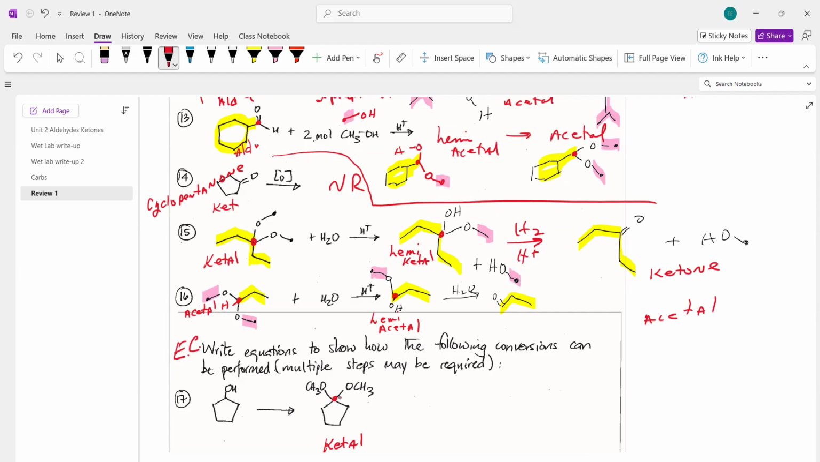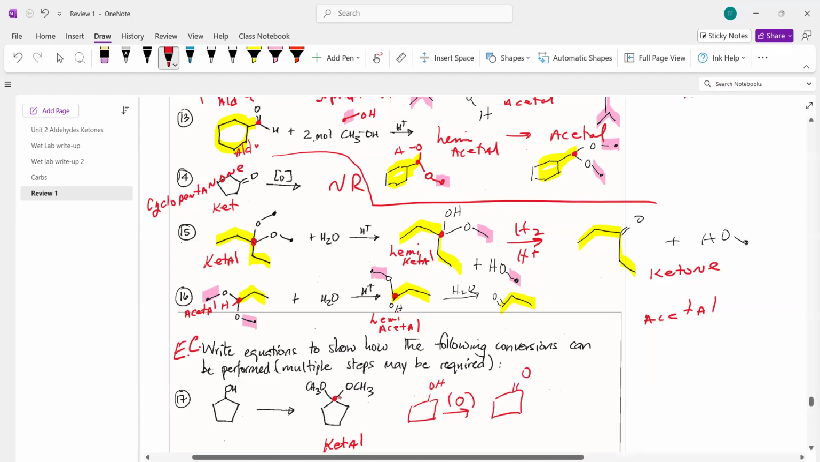Okay, we're starting though with an alcohol. So is there a way to get the alcohol to a ketone? Yes. So the first step is to oxidize the alcohol. That generates our ketone. This would be cyclopentanol to cyclopentanone.